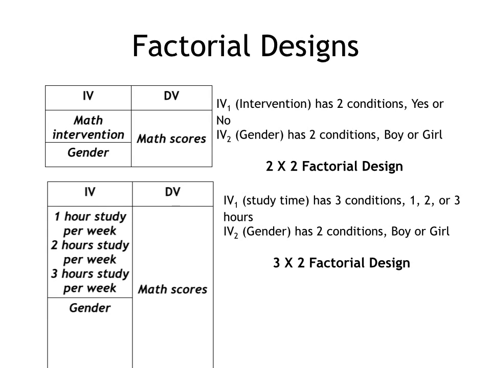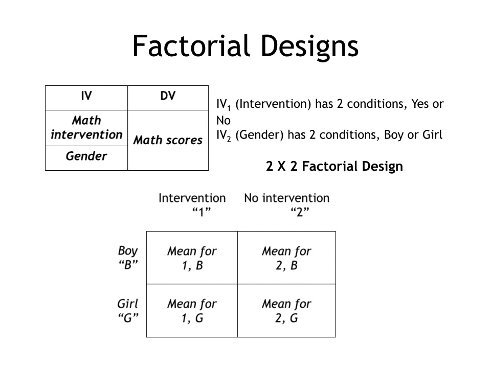So you will see this often in research too. Let me show you what they're actually referring to when they do this. In the top example that I just went through, where it's a 2x2 factorial design, what they mean is that if they make cells, they turn this into a grid. Down the left-hand side, I've got the boys, which I'm designating as a B, and the girls, which are G. Across the top, I've got intervention number 1, and I've got no intervention, which I'm coding as a number 2.